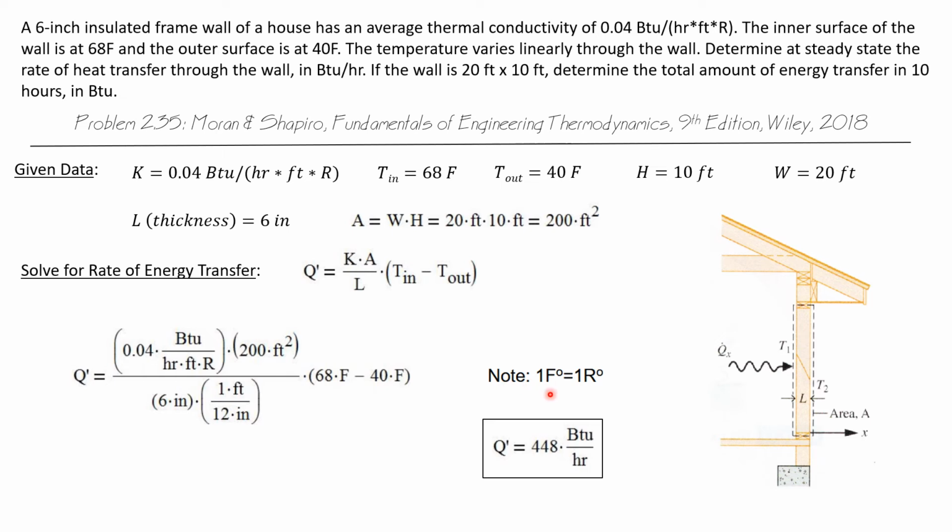So I can note that 1 Fahrenheit degree is the same size as 1 Rankine degree. Now that's not to say 1 degree Fahrenheit is equal to 1 degree Rankine. That is not true at all. But 1 Fahrenheit degree has the same amount of temperature difference as 1 Rankine degree. So in that sense, as long as this is delta T and not a temperature, these Fahrenheit degrees will cancel with these R degrees. So multiplying this out, we get that the rate of energy transfer is 448 BTUs per hour.